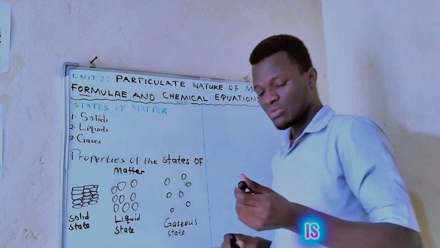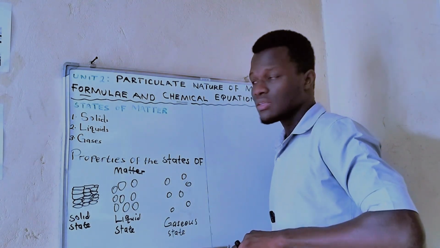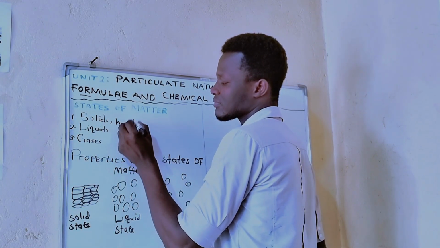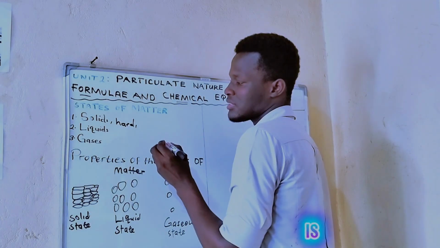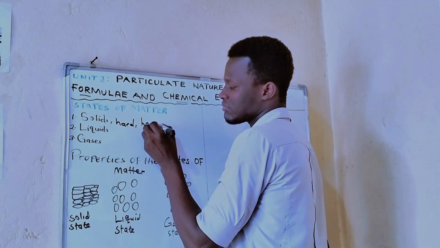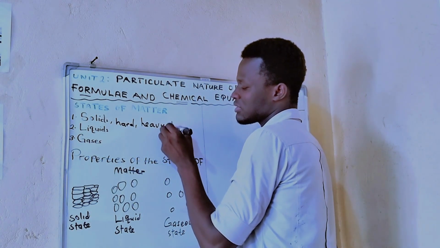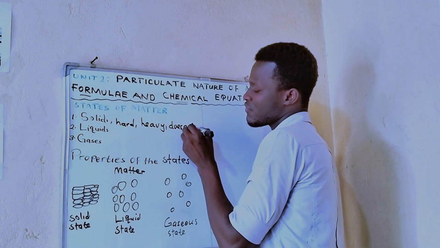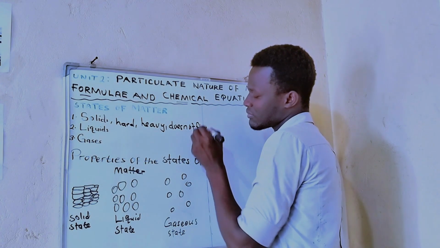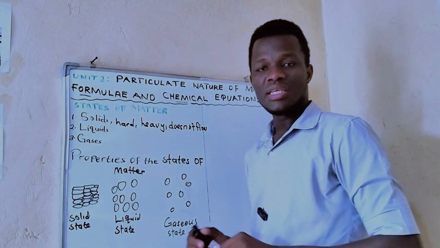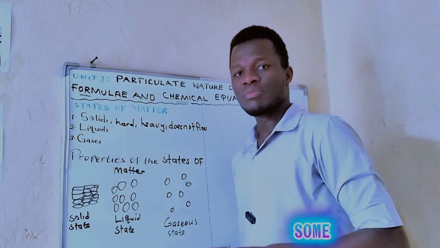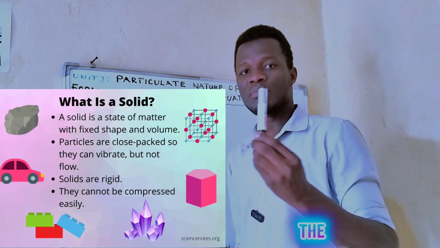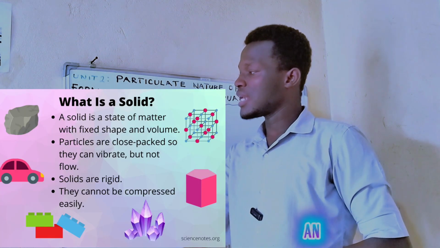What we mean here is when we say something is in a solid state, what we mean is this thing is hard, this thing is heavy, this thing does not flow easily. Basically, I will give you some few examples of things that are in form of solid. For example, the marker in my hand is an example of solid.